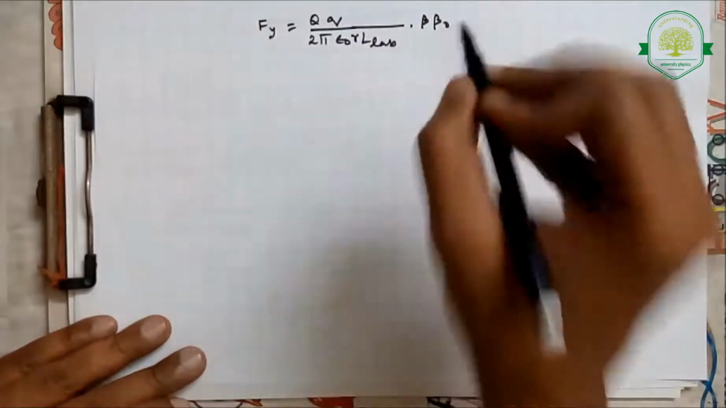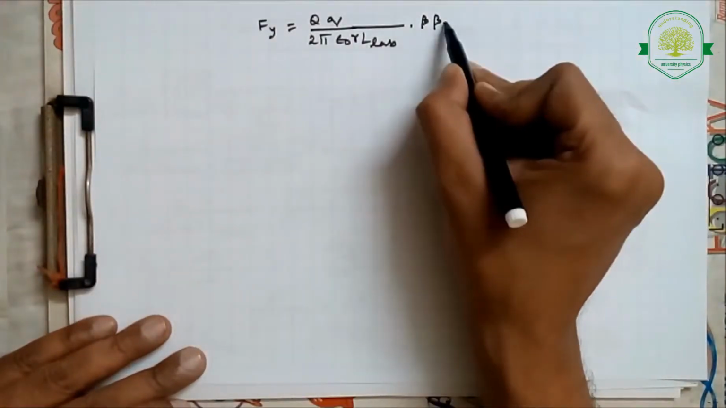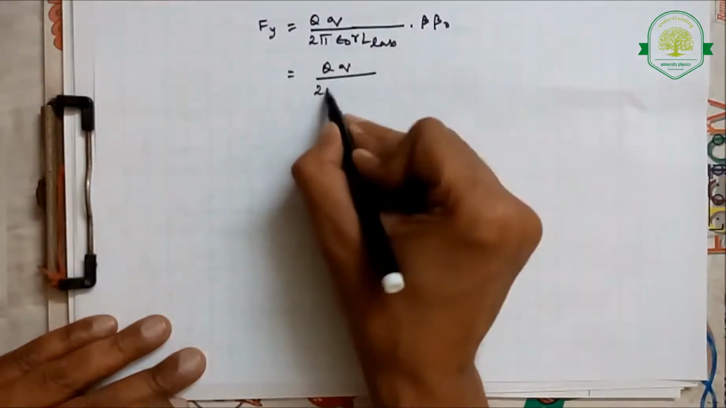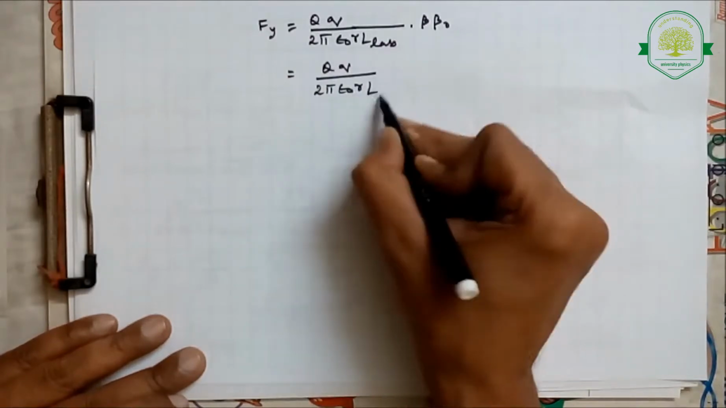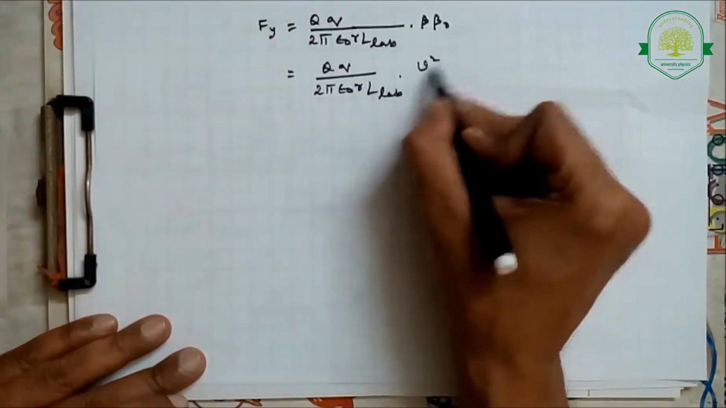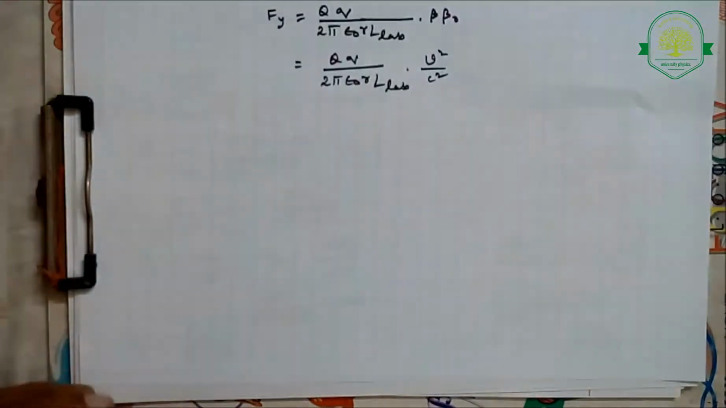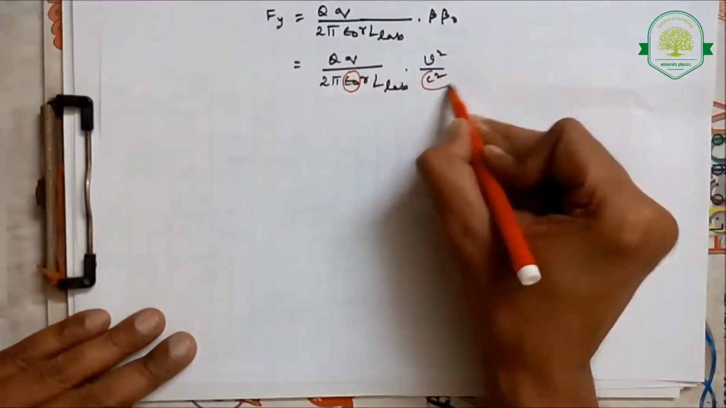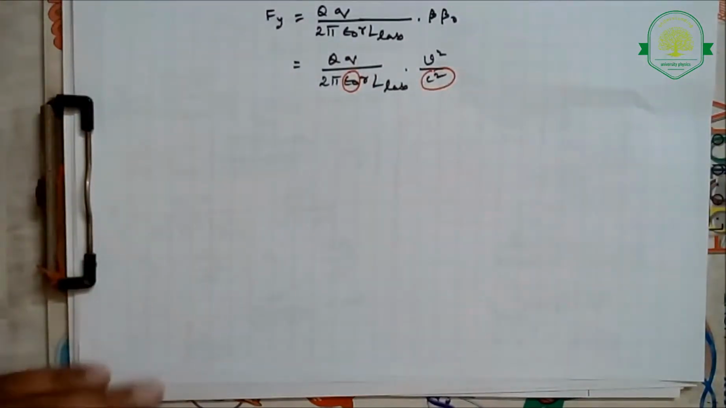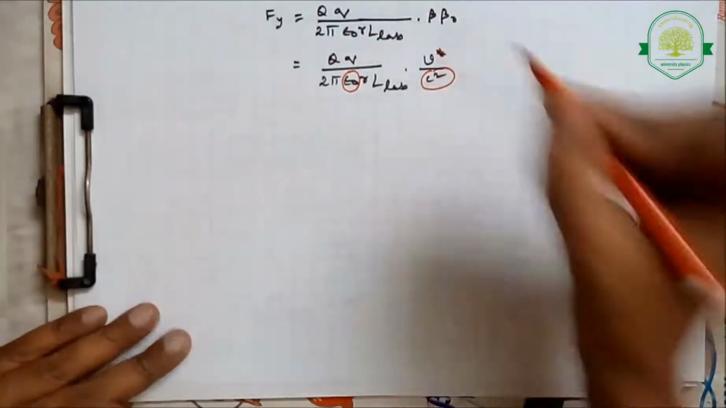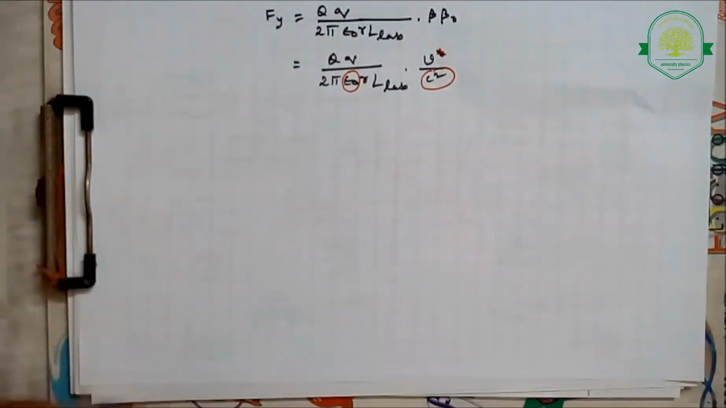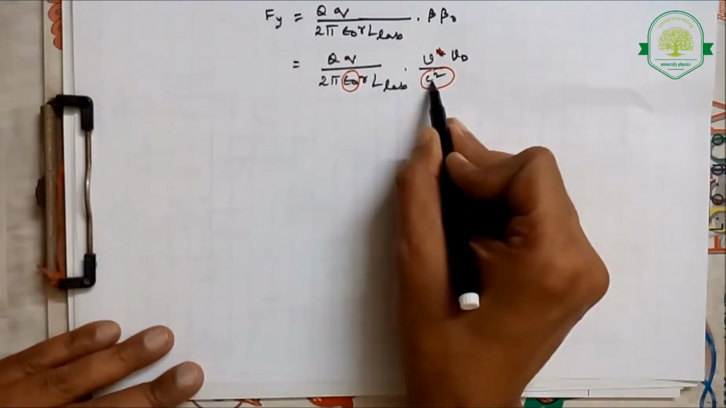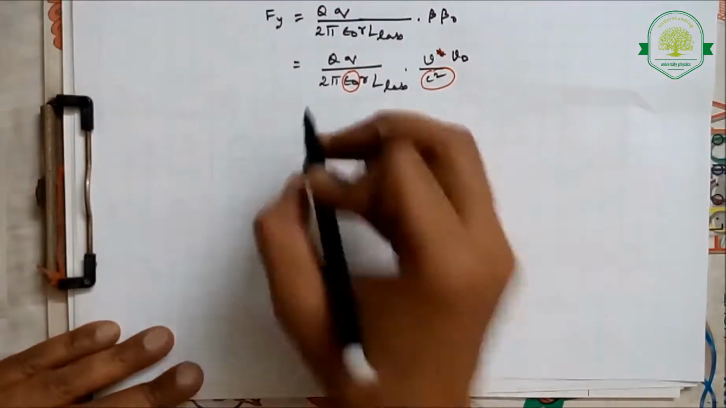So if I substitute the expression for beta, which is V over C, and beta naught is just V naught over C, I get capital Q small q over 2 pi epsilon 0 r L lab V squared over C squared. But what is epsilon 0 times C squared? And one more thing, this is not V squared, this is V times V naught. This is V over C, this is V naught over C. So what is epsilon 0 times C squared? 1 over epsilon 0 times C squared is just mu naught.